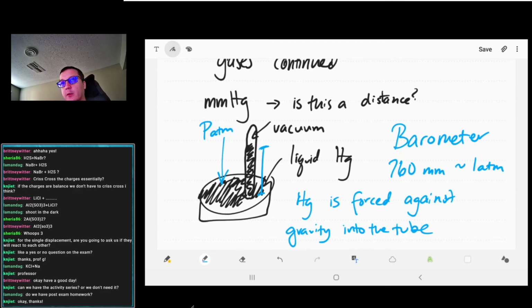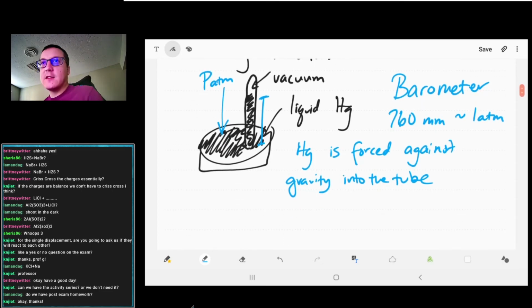And so they actually had done this with various gases as well. So this is for measuring atmospheric pressure, right? So the atmospheric pressure pushes down, forces mercury up in the tube. The height of the mercury in the tube is your pressure.